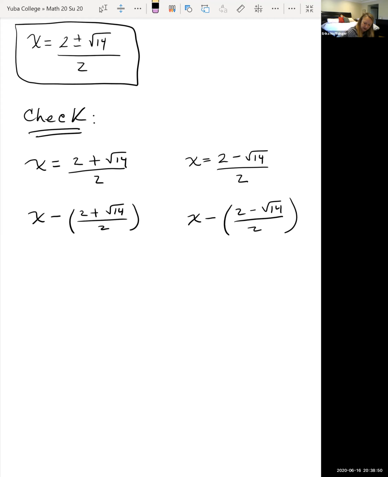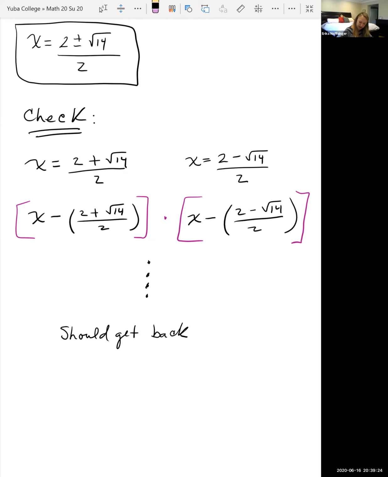So if I took this, which is a factor of my polynomial, and this, which would be a factor of my polynomial, and I multiplied those out, I should get back our original piece, which was 2x squared minus 4x minus 5.